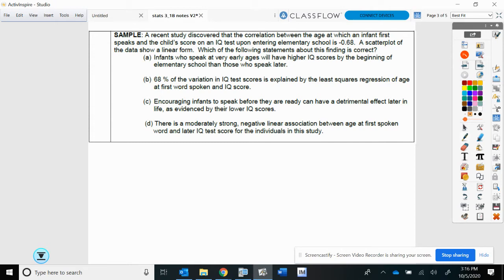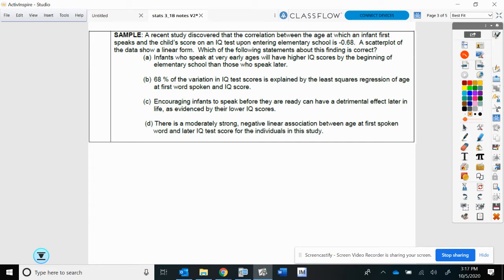So a recent study discovered that the correlation between the age at which an infant first speaks and the child's score on an IQ test upon entering elementary school is -0.68. The scatter plot shows a linear form. Which of the following statements about this finding is correct?